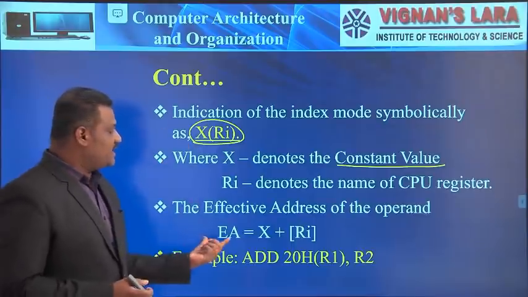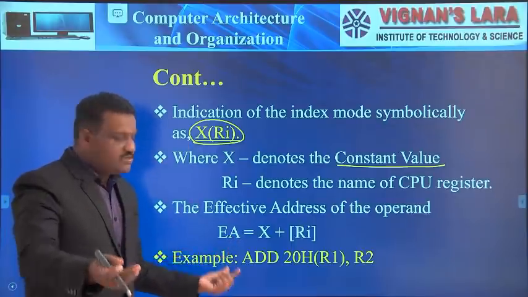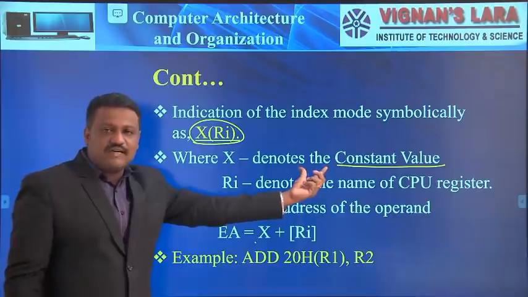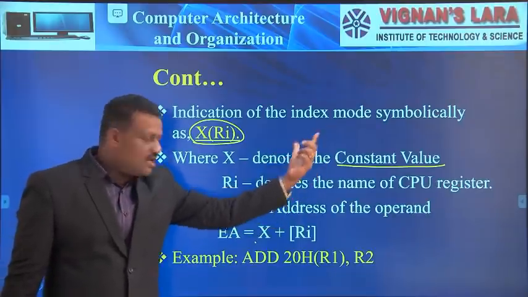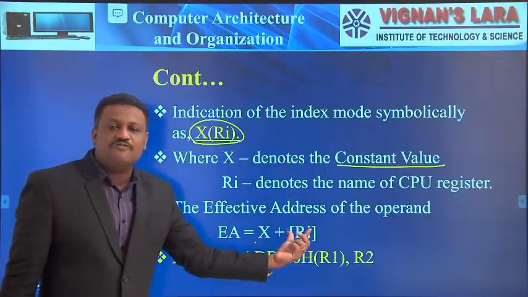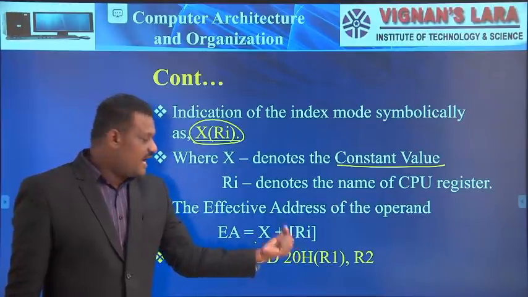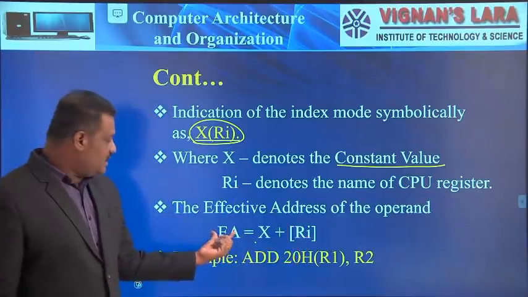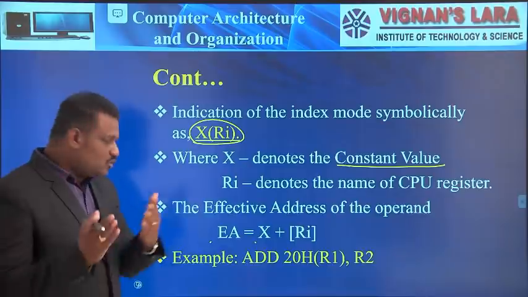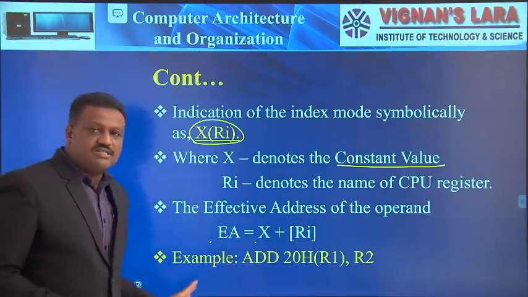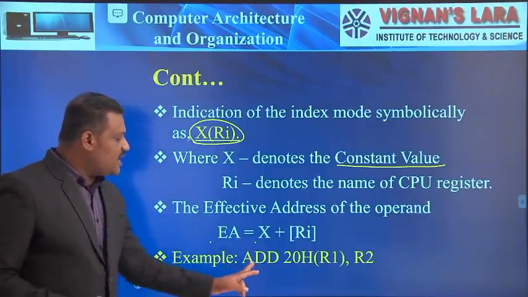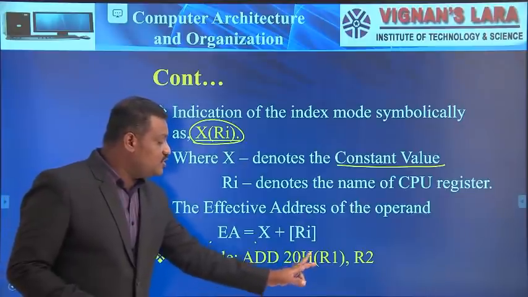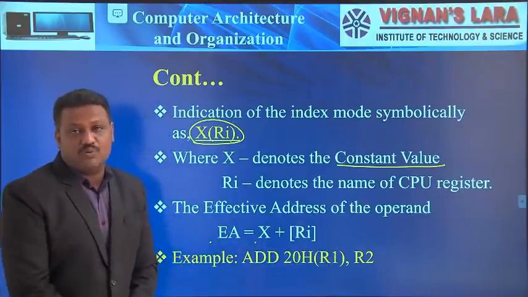So then how are we getting an effective address? I already told you, just by adding a constant value, a displacement value or an offset value to the content of a CPU register. By adding this, I may get a final effective address. We may get more clarity by observing the following example. The example is ADD 20H(R1), R2.